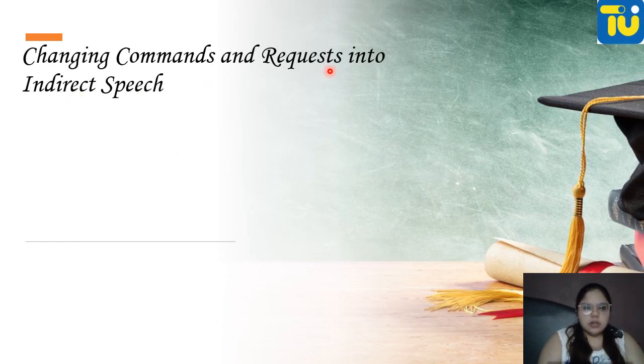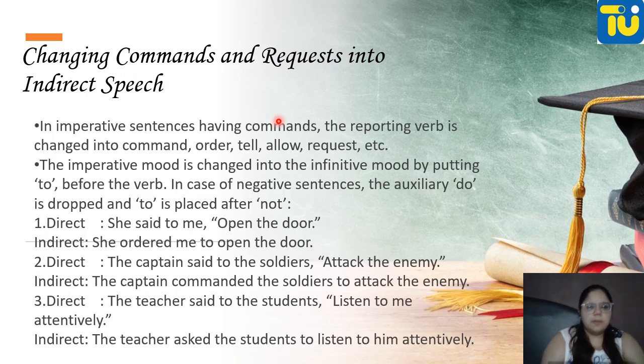Changing commands and requests into direct speech. So what kind of changes do we make to the sentence when there are commands or requests in the sentence? Let's see. First, in sentences having commands, the reporting verb is changed into command, order, tell, allow, request. So when we say "he said," we add "he ordered." If we say "he told me," "he commanded me." Okay, and we add "to" in front of the verb.